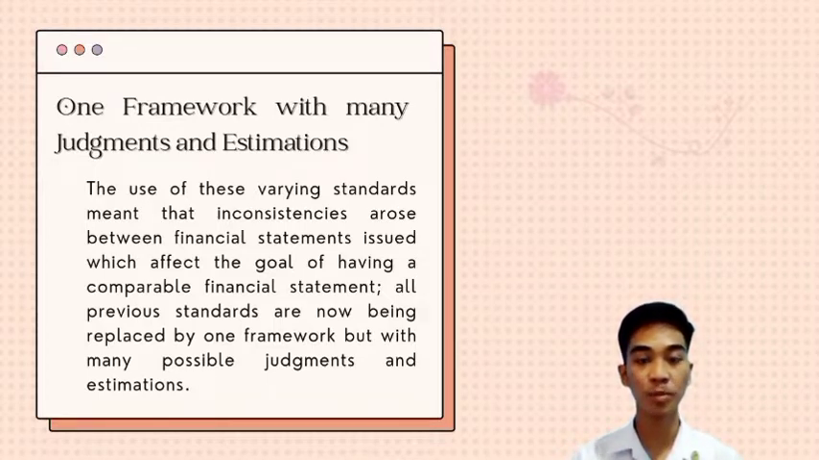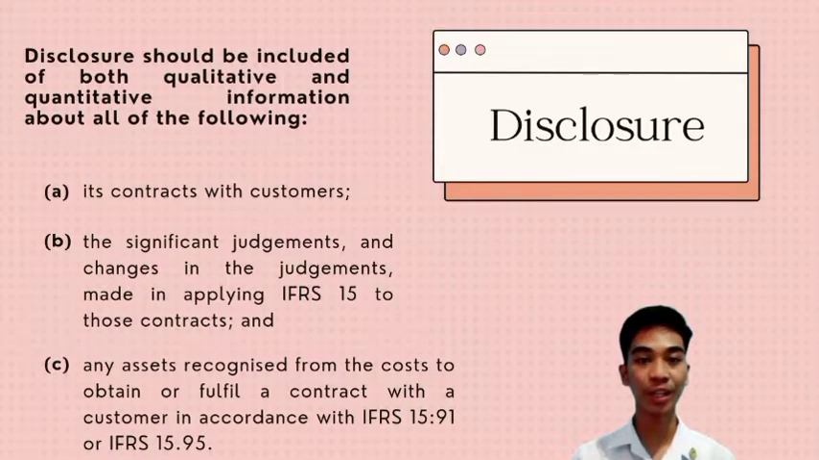IFRS 15 is an objective-based standard, meaning that reporting entities have the flexibility to choose various methods based on the standard's principles and objectives. The reporting entity shall determine which methods provide the most relevant and useful information for its business and the external users of its financial statements. For the disclosure, the level of detail necessary to satisfy the disclosure objective and how much emphasis to place on each of the various requirements will need to be considered.